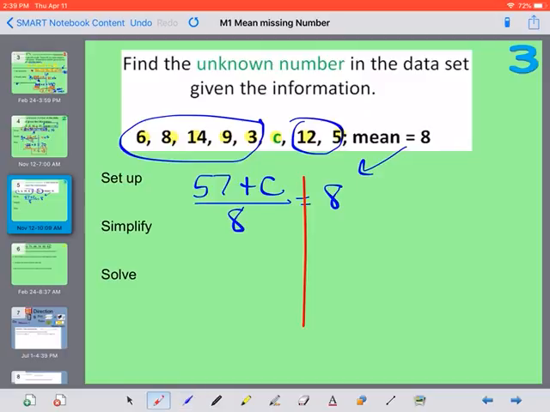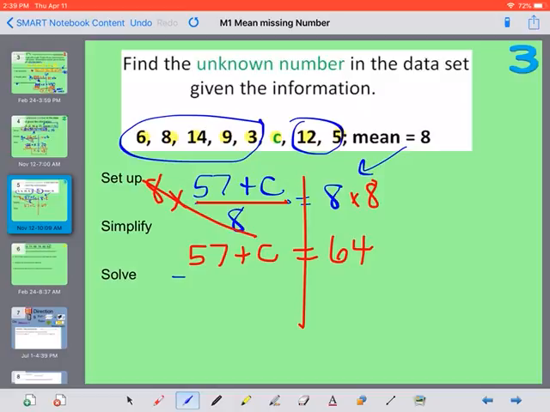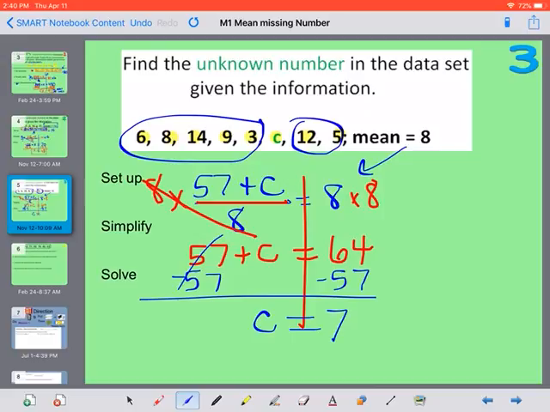So now, when we go to solve this, the opposite of dividing by 8 is multiplying by 8. Again, those are eliminating. So we have 57 plus c equals 8 times 8 is 64. And then the opposite of adding is subtracting, so subtract 57. We have leftover c equal to 64 minus 57, which is 7. So our missing number is 7.